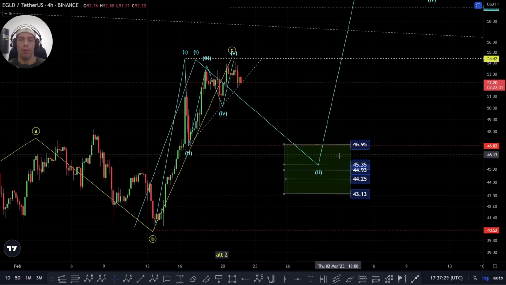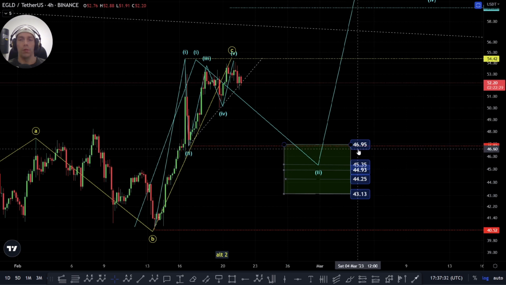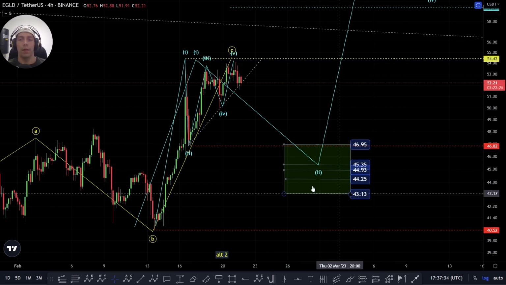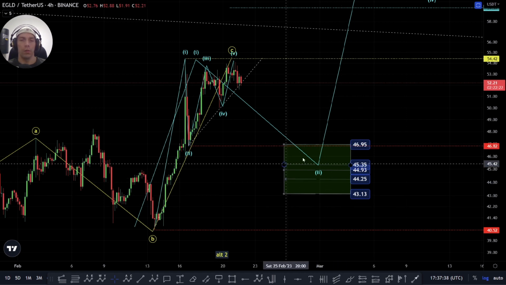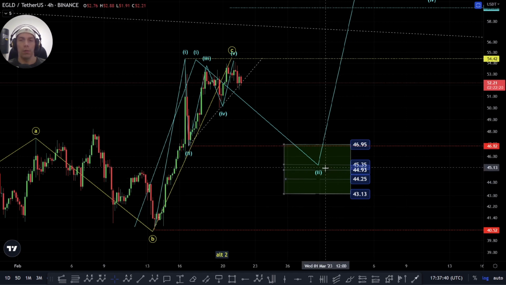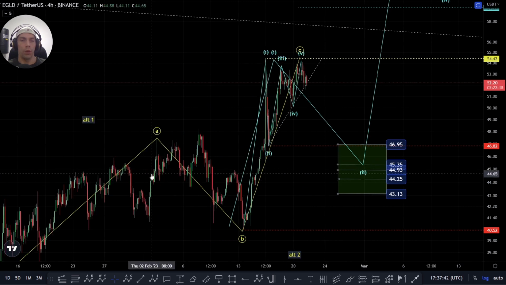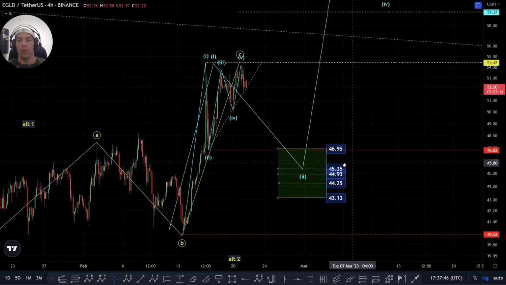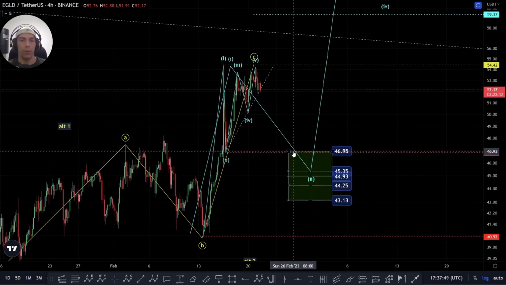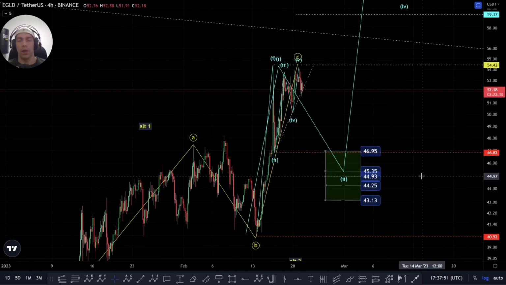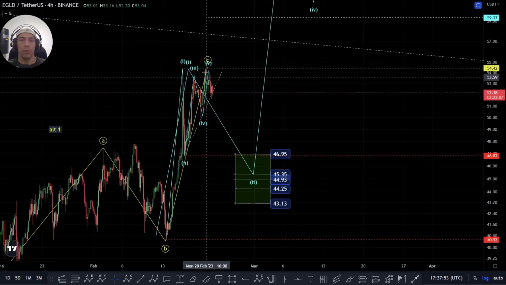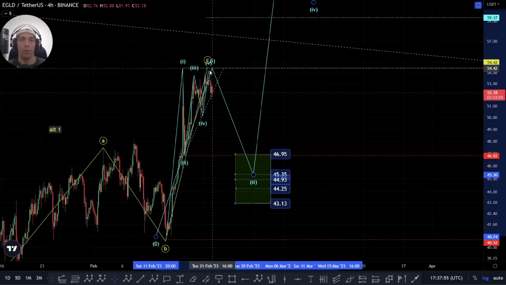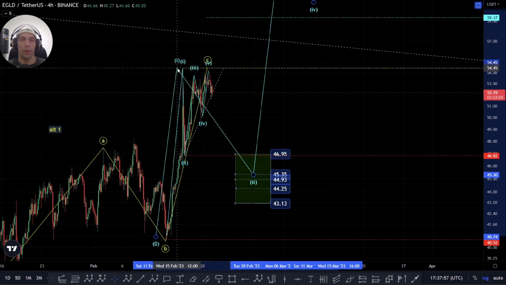If we do, however, break down and find support in this zone of this 46.95 and this 43.13, so in between this zone, there are some key areas here that would be interesting. One would be this golden pocket here, which would actually be testing some of these high points lower down here. So this would be an interesting zone. The 50% also would be a retest of some of these highs. So we'll have to see if we do actually start to break down within this move, or if we do continue to the upside here.